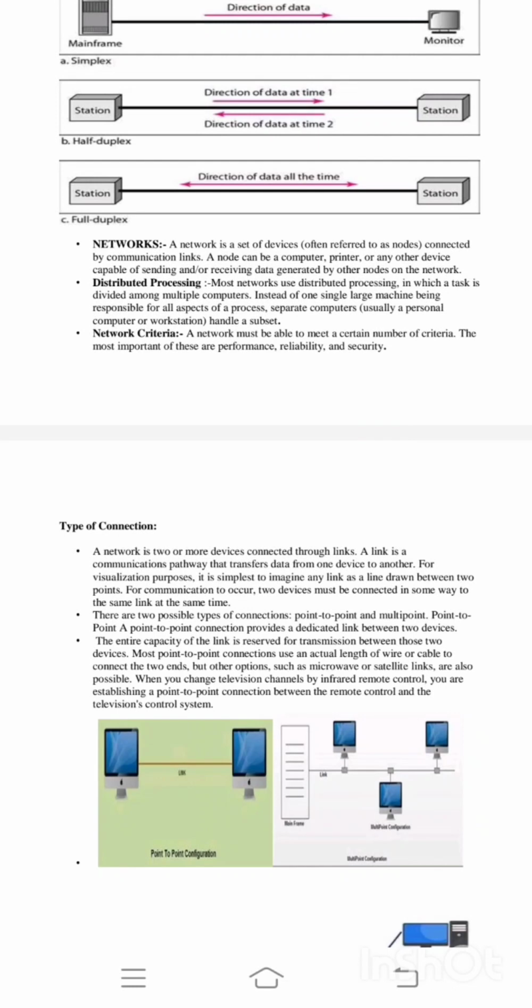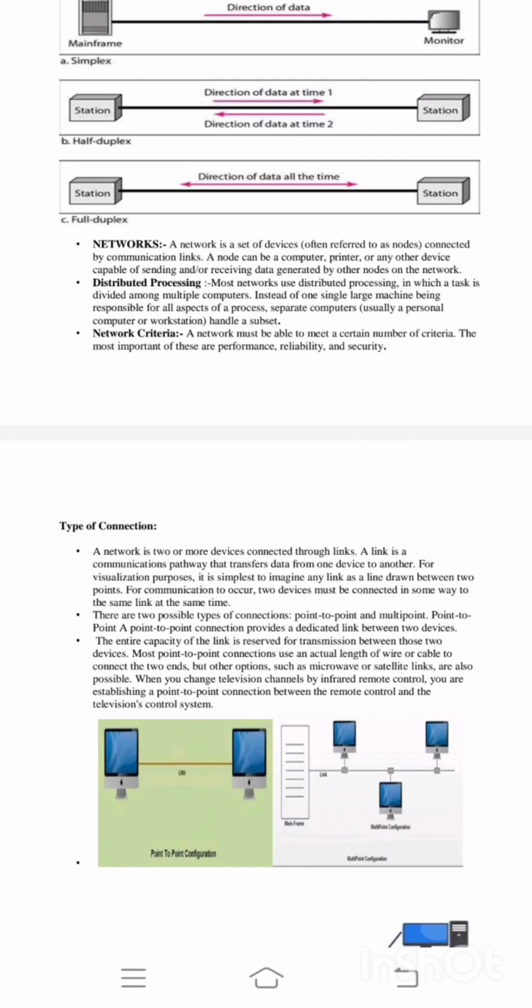Distributed processing. Most networks use distributed processing, in which a task is divided among multiple computers instead of one single large machine being responsible for all aspects of a process. Separate computers handle a subset.